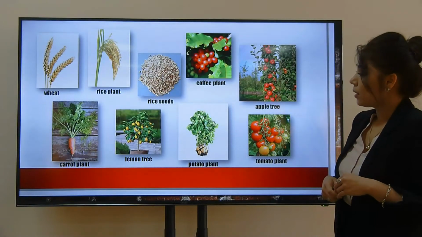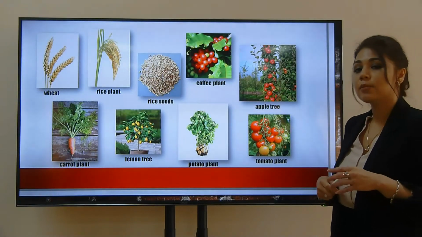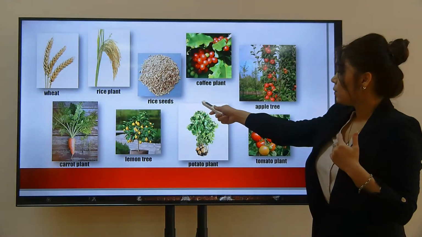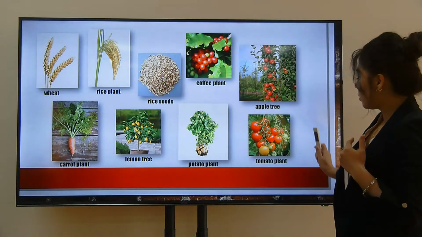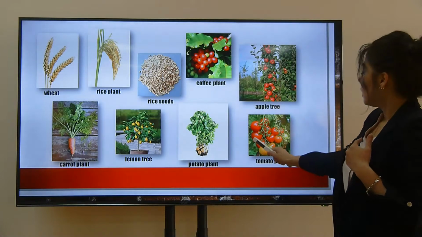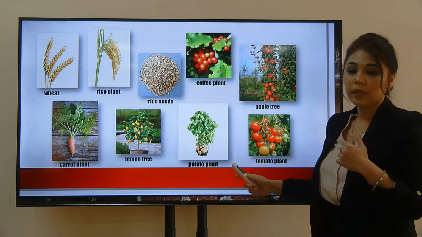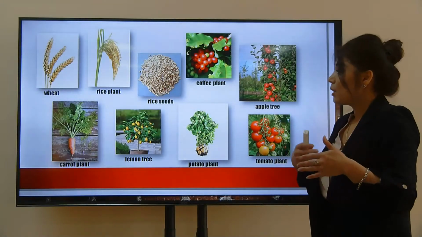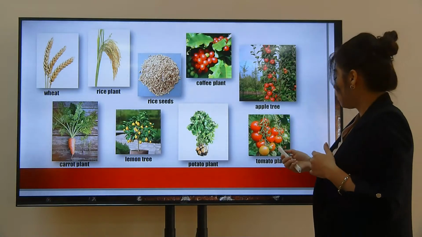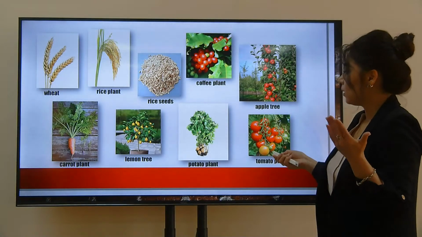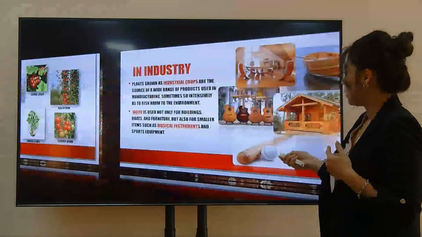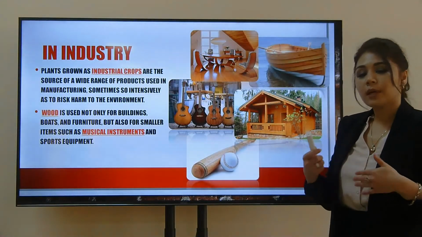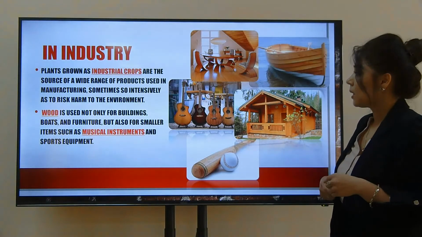On this page of the presentation, you can see some of the food crops: wheat, rice plant, rice seeds, coffee plant, apple tree, tomato plant, potato plant, lemon tree, and carrot. And humans depend on food for consumption.